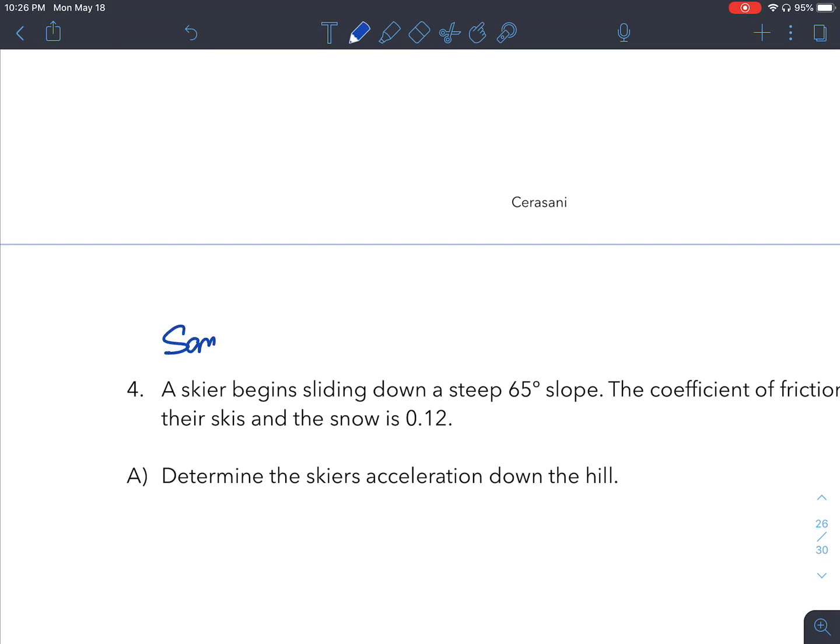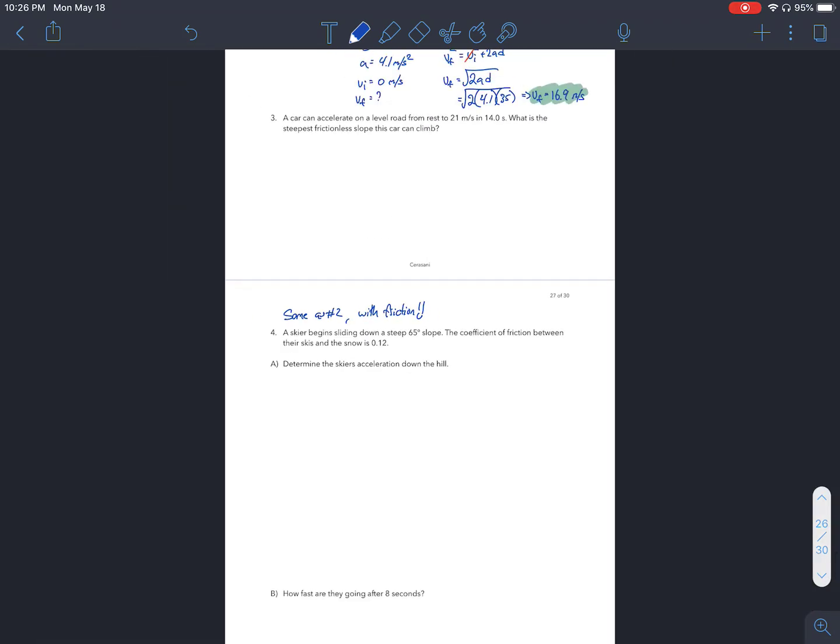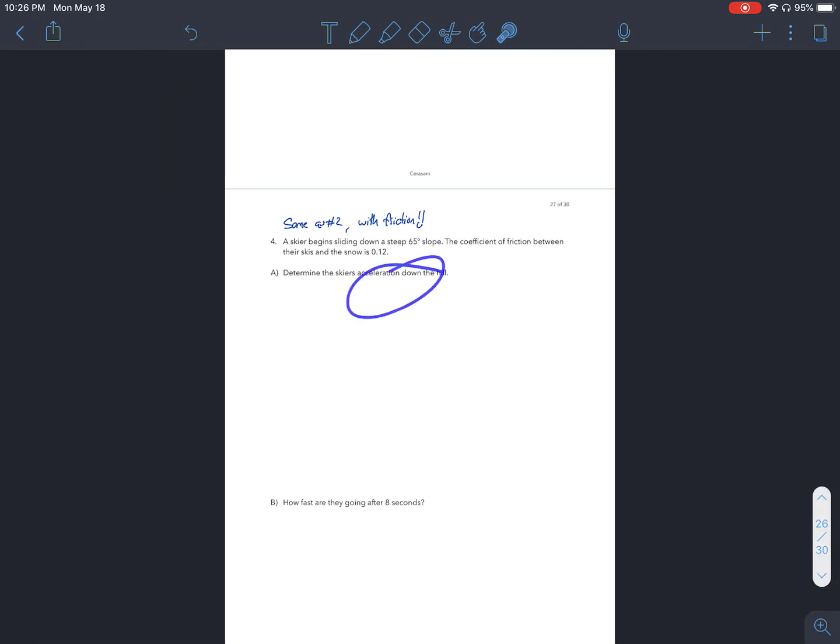This is the same as number 2, except with friction. It's exactly the same, but now we have friction, so you can try it and figure out the acceleration. And now we're asking how fast they are going after 8 seconds. So I give you a time instead of a distance, but it's exactly the same question.